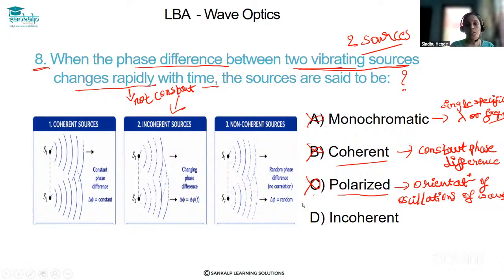So the correct option is option D, incoherent. Incoherent sources are nothing but the sources whose phase difference changes rapidly with time, meaning sources that do not have a constant phase difference, those are called incoherent sources. So option D, incoherent, is the correct answer.